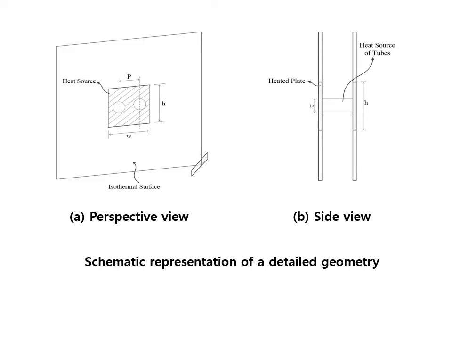Next is the schematic representation of the detailed geometry. The first one is the perspective view. There are two tubes like this one. Between the centers of the two tubes, we call the distance P. So the plate has this width and this height. We just focused on two vertical planes because we want to know the variation of the parameters W, H, and D. This one is a side view.